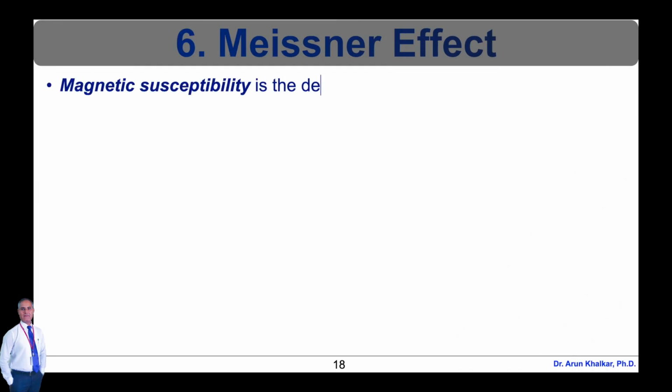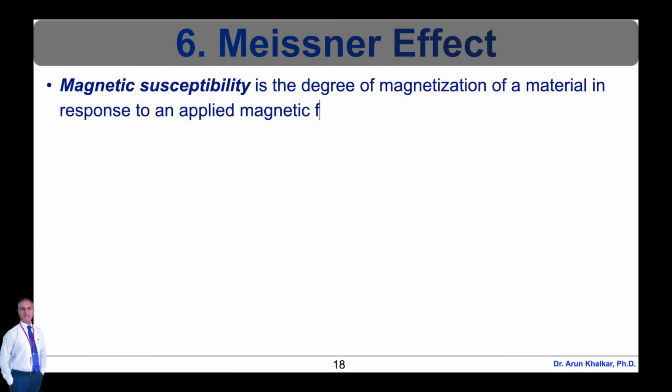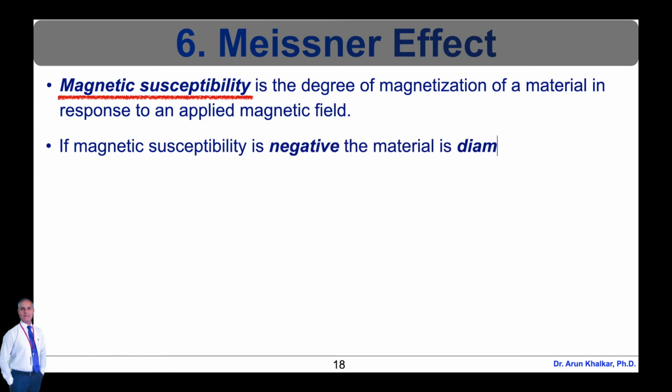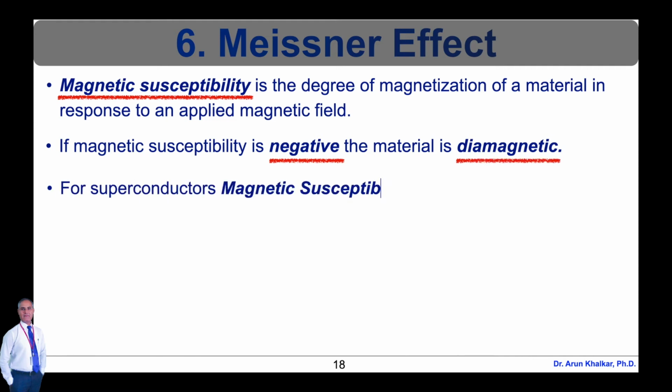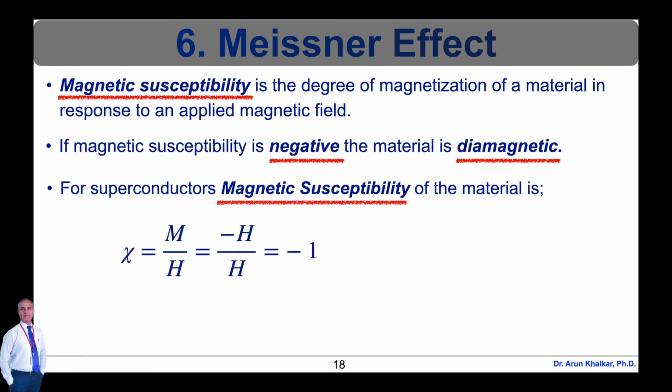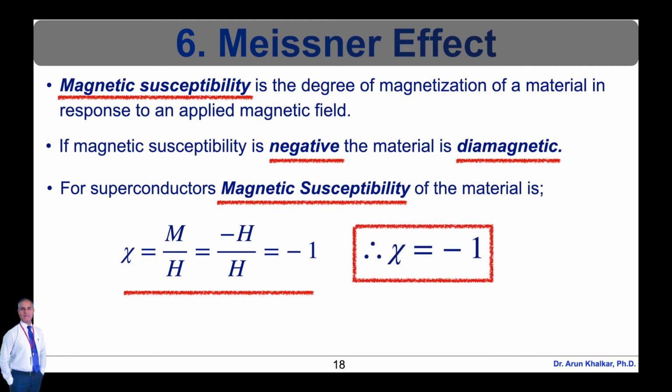Now let's see the magnetic susceptibility. Magnetic susceptibility is the degree of magnetization of a material in response to an applied magnetic field. If the magnetic susceptibility is negative, the material is called diamagnetic. For superconductors, the magnetic susceptibility of the material is Xi = M upon H. Here the value of M is -H, so by putting this value, we can write Xi = -H upon H, that is equal to -1. Therefore, Xi = -1.